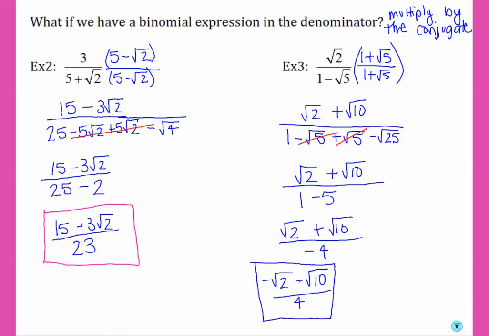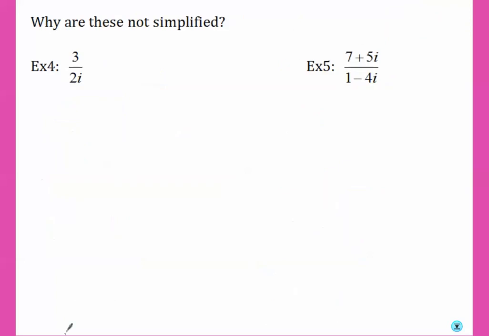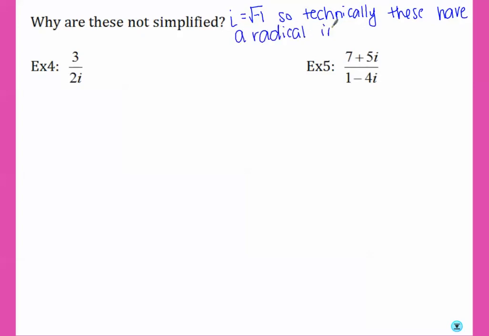Now what if we have an imaginary number in the denominator of our fraction? These are also not simplified. We know that i is equal to the square root of negative 1. So technically, these have a radical in the denominator.